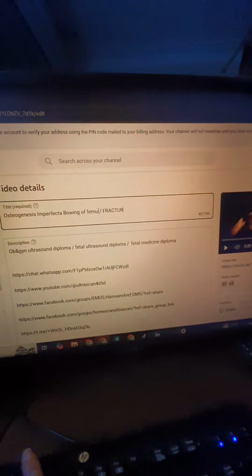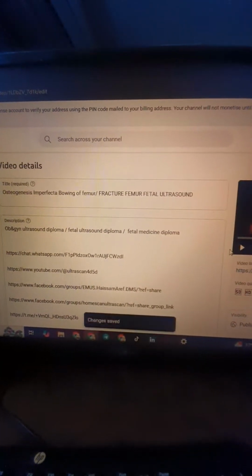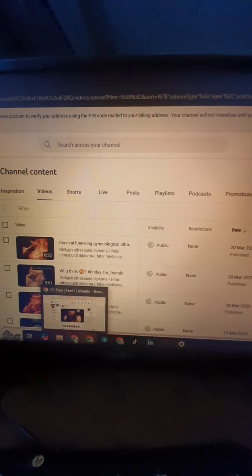Bowing of femur, fracture, femur. Fetal ultrasound. That was a wonderful case, and I hope you go into my archive and see other cases like it, under the name osteogenesis imperfecta.